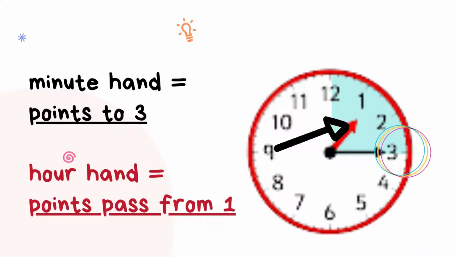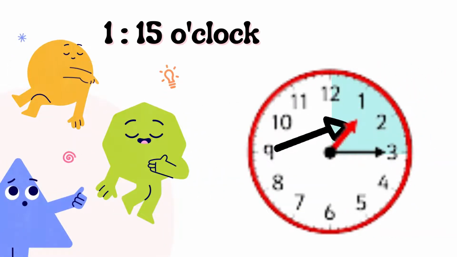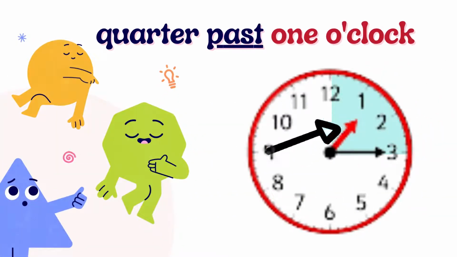The hour hand is now pointing a bit past number 1. Usually, we will say this as 1:15 o'clock. But do you know we can also say it like this? As we have the shaded portion of a quarter, so we can say quarter past 1 o'clock.